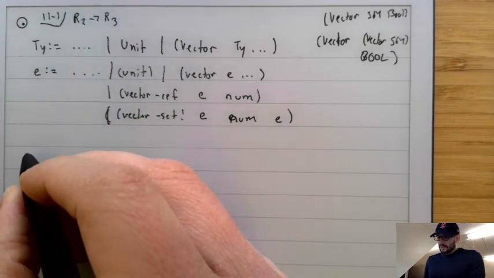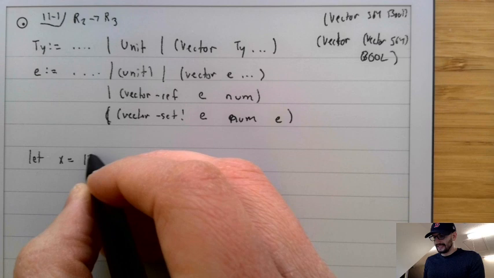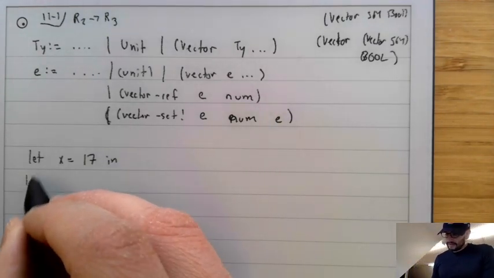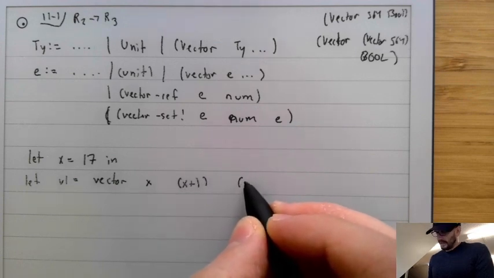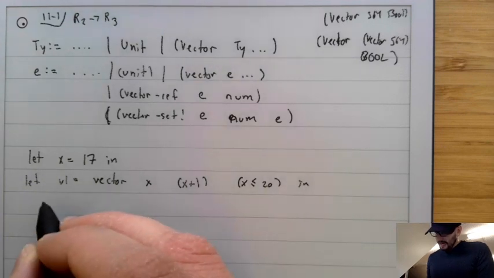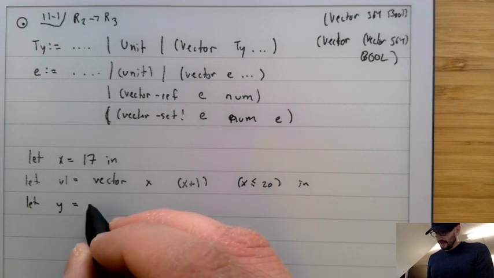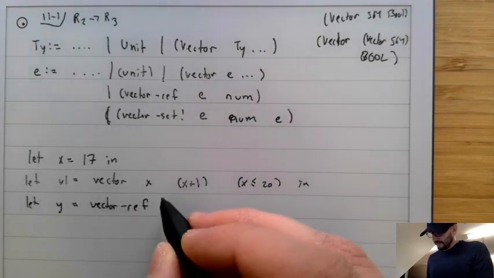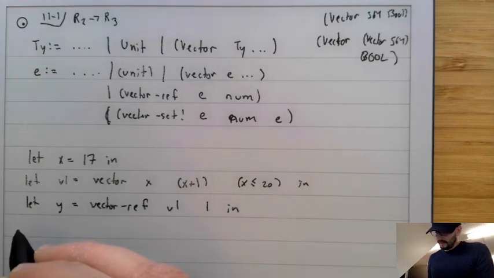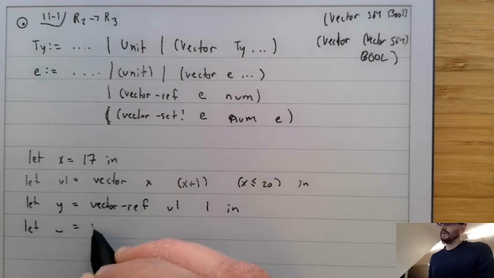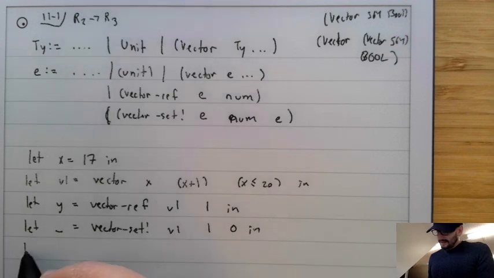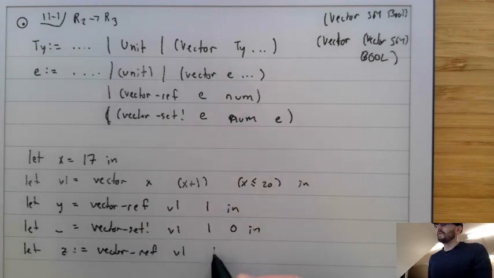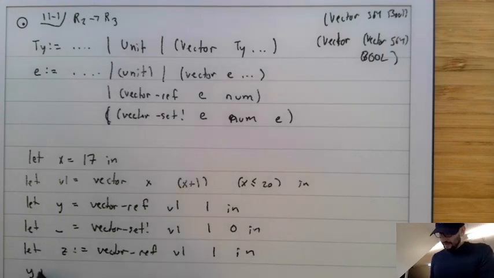So let's look at a little example program. So we go to the program: let x be equal to 17 in let v1 equal a vector of x plus 1, and x less than or equal to 20. And then we'll have let y be equal to a vector ref of v1, 1, in let underscore equal vector set of v1, 1, 0, in let z equal vector ref v1, 1, inside of y plus z.